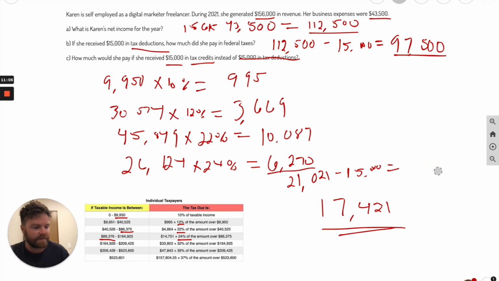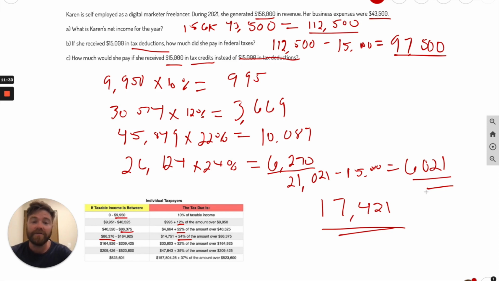Minus 6021. I was close there. So 6021. As you can see, taking the tax credit elective is way better than deductions. You pay $17,421 in taxes compared to $6,021. This is the much better option using the tax credit.